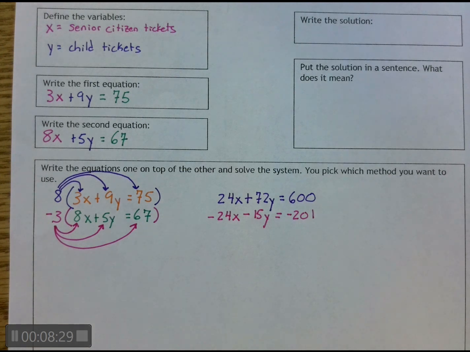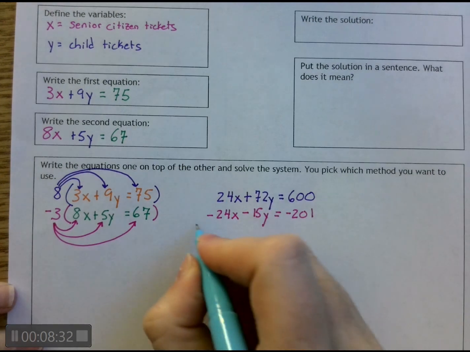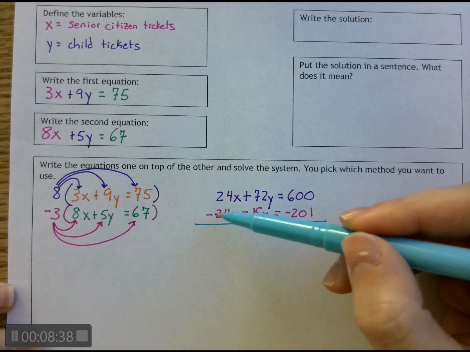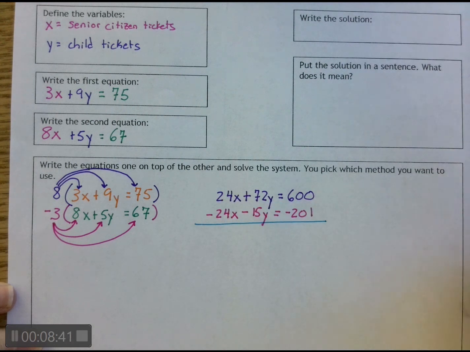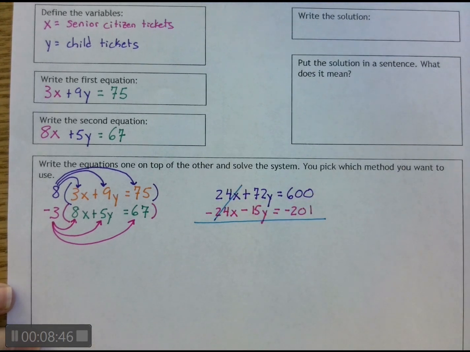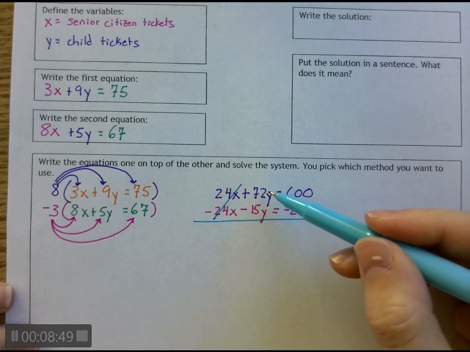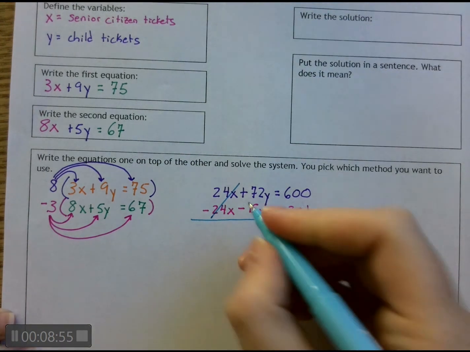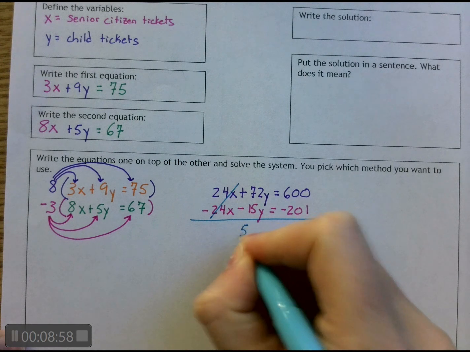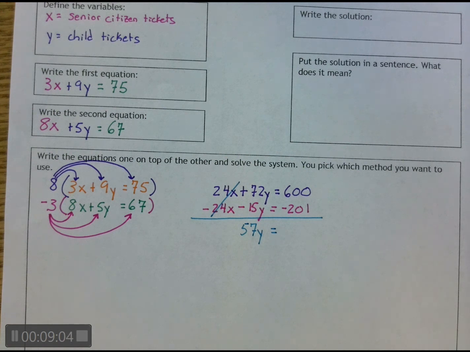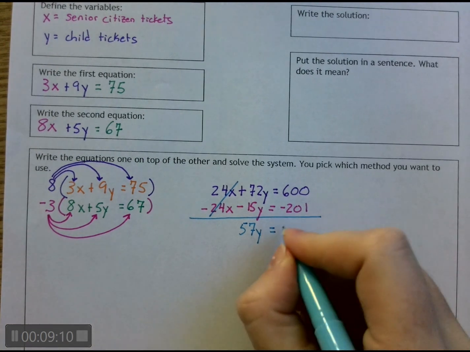Alrighty. So now that we have, with our x's, the same number but different signs, we can just go ahead and add them. So these numbers are going to cancel each other out. Remember? Okay, and then you add 72 plus a -15 to give you 57y equals 600 plus a -201 to give you 399.